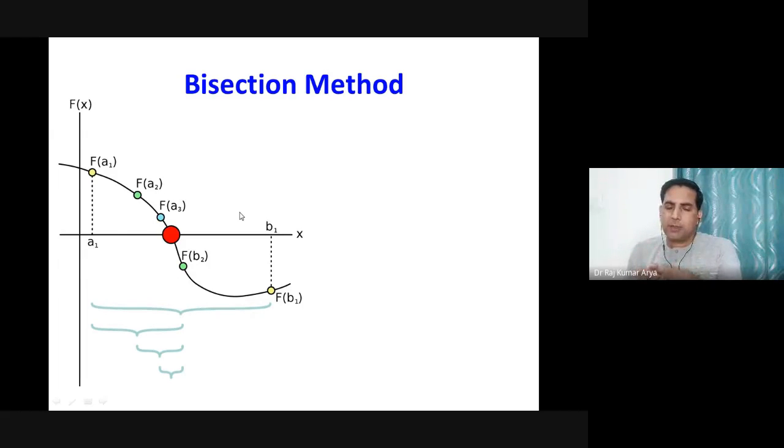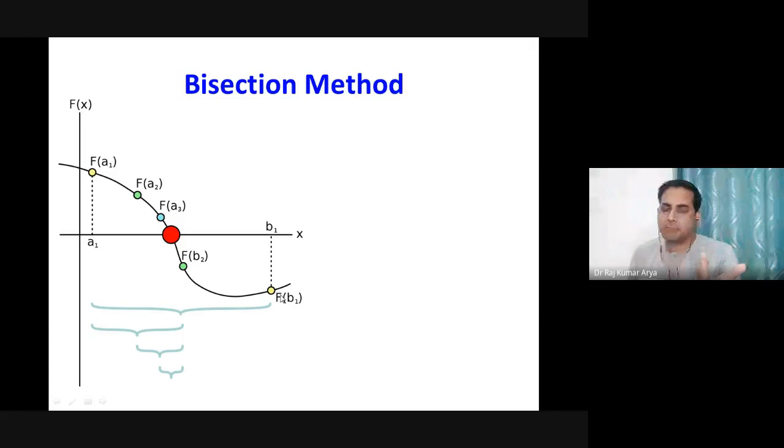Now, next part, what they do that we want to proceed further. So next, this is the starting philosophy of the bisection method. Let's say A1 and B1 are your two values which you have guessed. Here the function value is FA1, which could be some plus value.